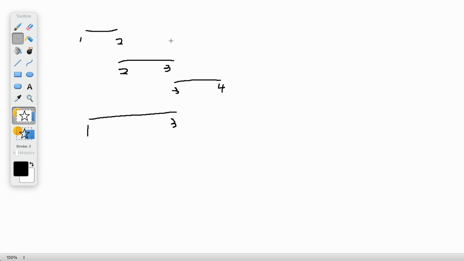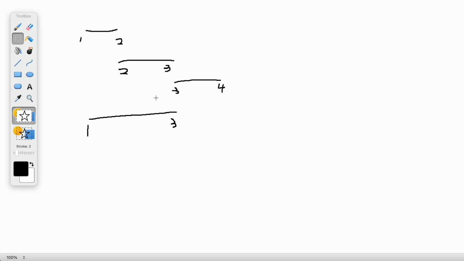Okay, let's follow our previous strategy. We compare each pair of adjacent intervals: 1, 2 and 2, 3, no overlapping. 2, 3 and 3, 4, no overlapping. 3, 4 and 1, 3, no overlapping. So our answer would be 0 because we removed 0 intervals.